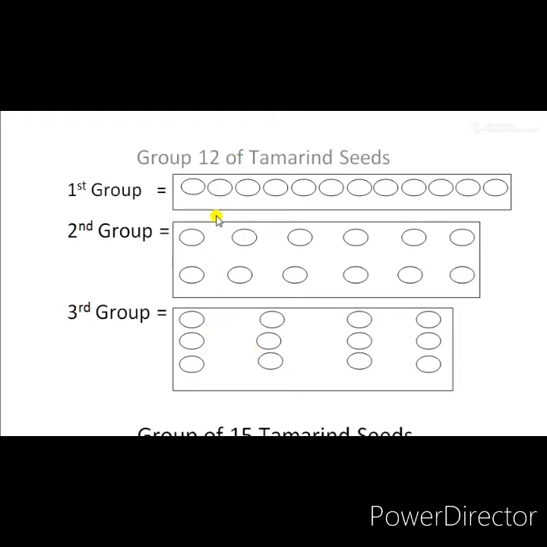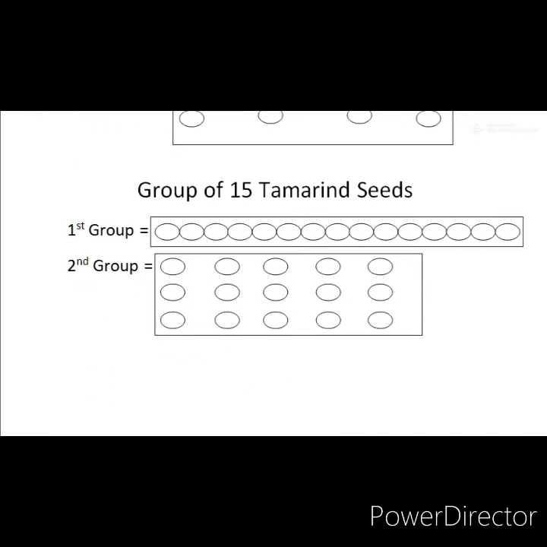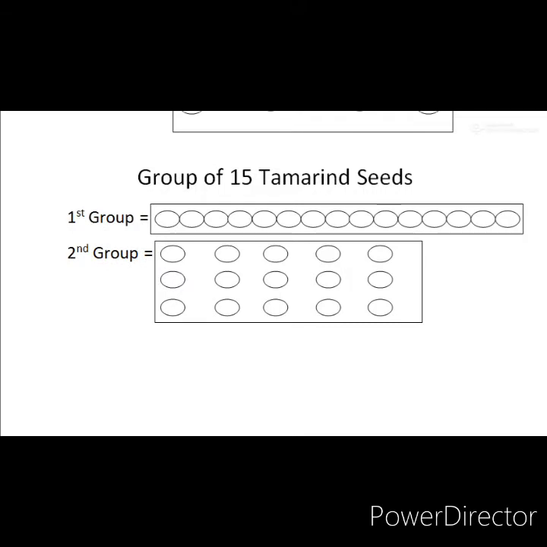One is 12 tamarind seeds in one group, another is 6 seeds in 2 lines, another rectangle. The next one is 4 tamarind seeds in 3 lines. 4 threes are 12. Now see the next one. Here we are asked how many types of rectangles we can make using 15 tamarind seeds.